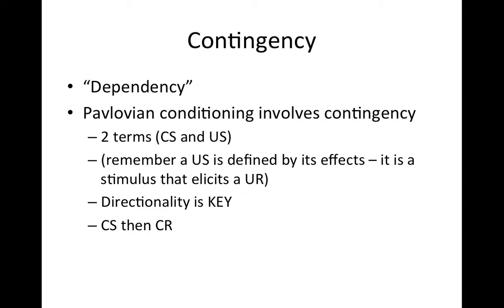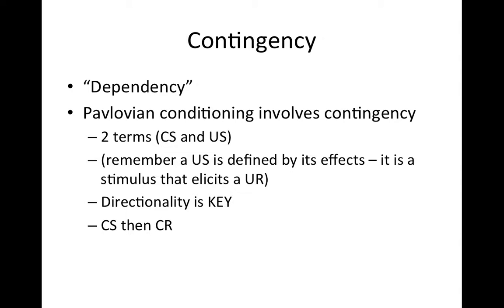So we can talk about this as a contingency, though. A synonym for contingency is dependency. Pavlovian conditioning does involve a contingency. There are two terms. There's a dependency or a contingency between the CS and the US. And remember, we gotta keep in mind that a US is defined by its effects. It is a stimulus that elicits a UR. If the stimulus doesn't elicit any response, it's not an unconditional stimulus.